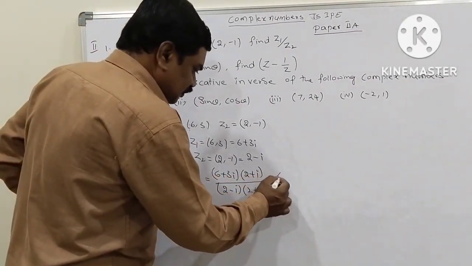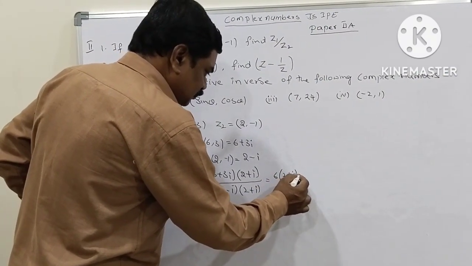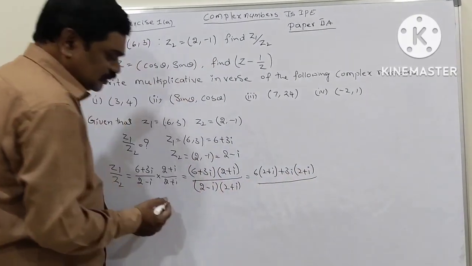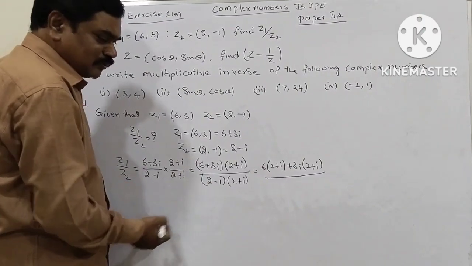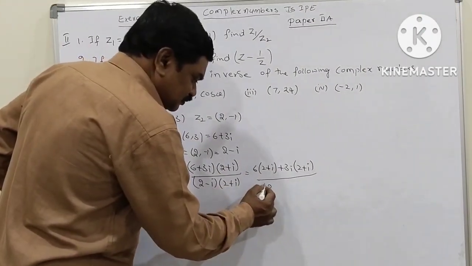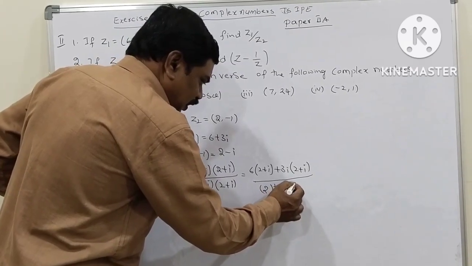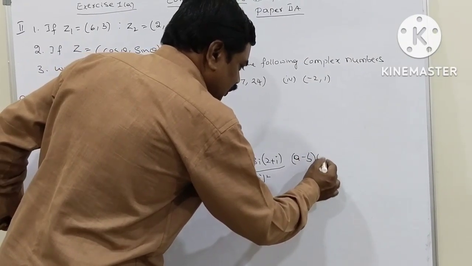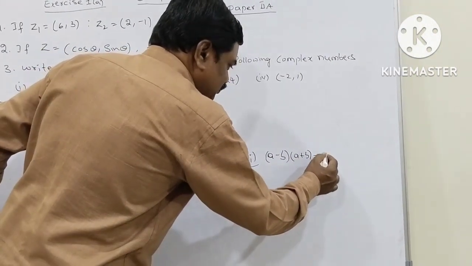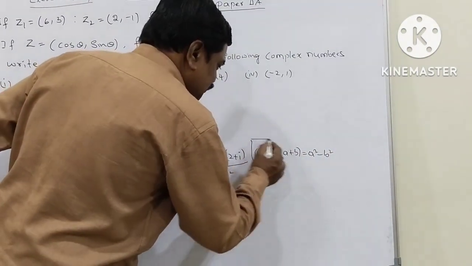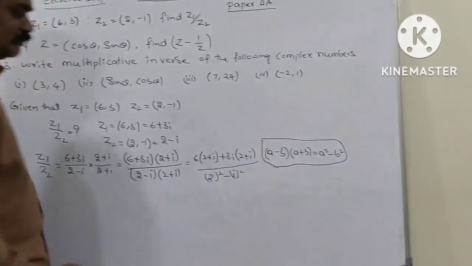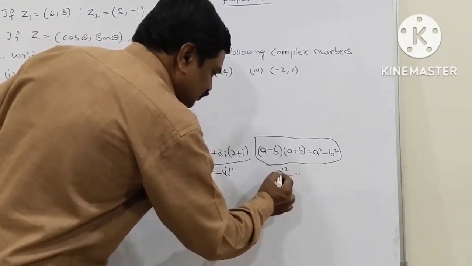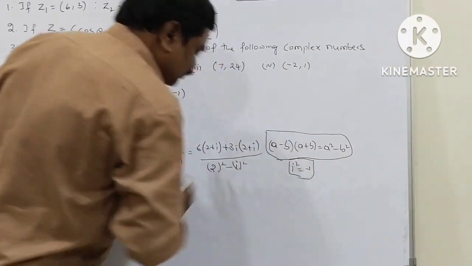So this is 6 into 2 plus i plus 3i into 2 plus i, by, this is in the form of a minus b into a plus b. So this is 2 square minus i whole square. That means a minus b into a plus b is equal to a square minus b square. We know this formula. And also i square is equal to what? Iota square is equal to minus 1.